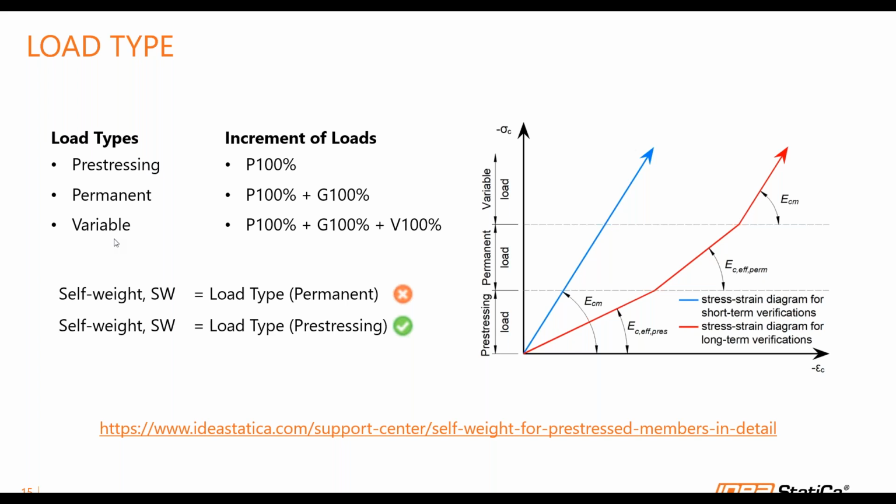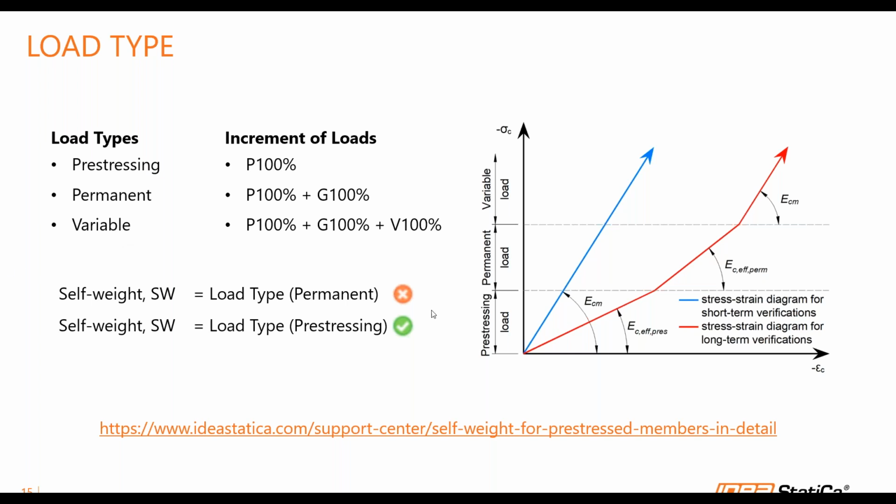So therefore, if you look into this process, in ideal static application, the self-weight must always be defined as a pre-stressing load type, as it acts simultaneously with the pre-stressing force, which is from the very beginning. And if you wrongly assign self-weight as a permanent, you will underestimate some deflections, stresses, or even creep as well. And you might have passed checks in your design, but in reality, it's actually failing.